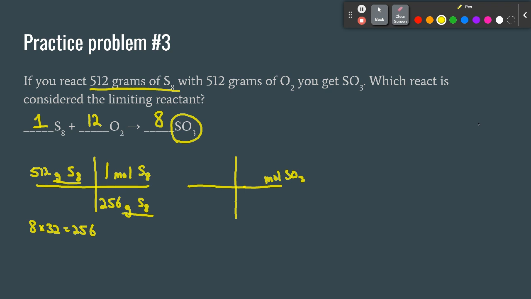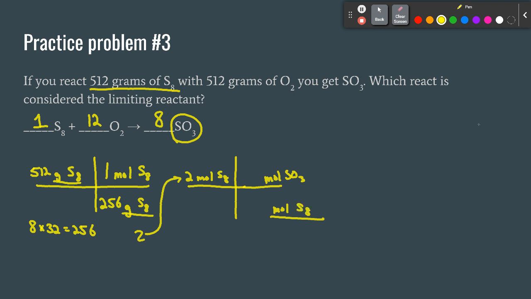Whatever my answer is to the first T-chart will be what I start with on the second T-chart. So I'll do 512 divided by 256, and the answer is 2. So I'm going to take that 2 and plug it in here. 2 moles of S8. I need to match my units, so I also need moles of S8 here.